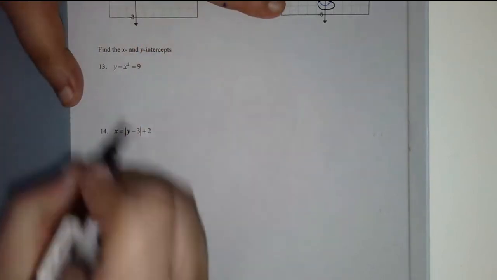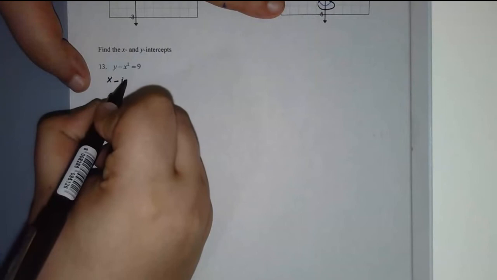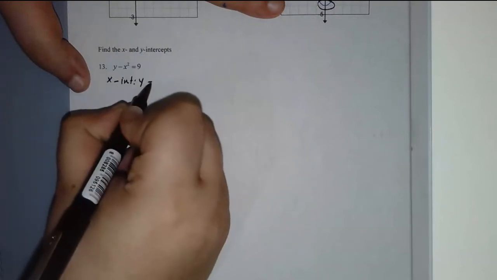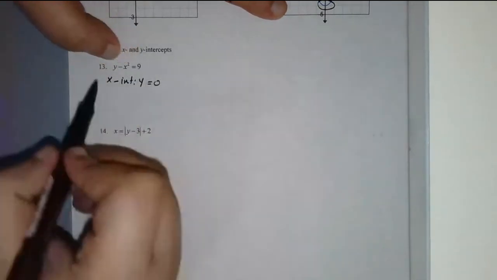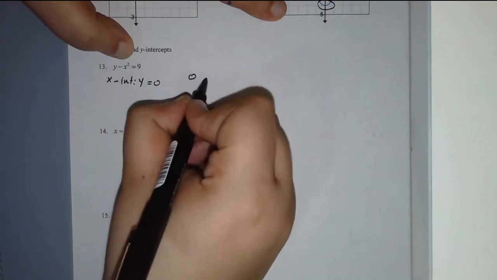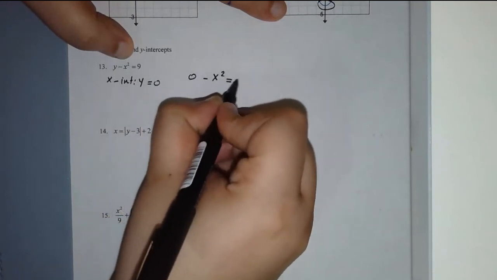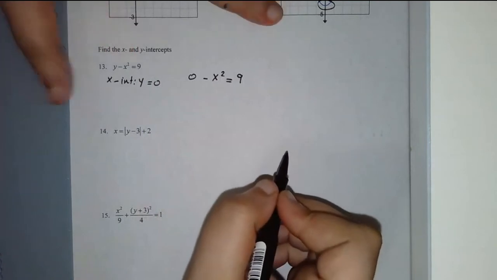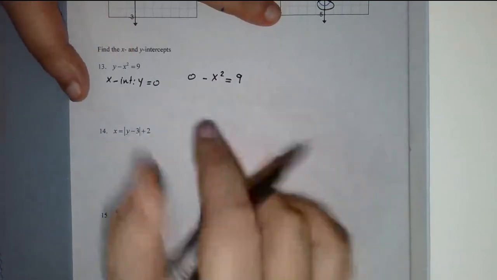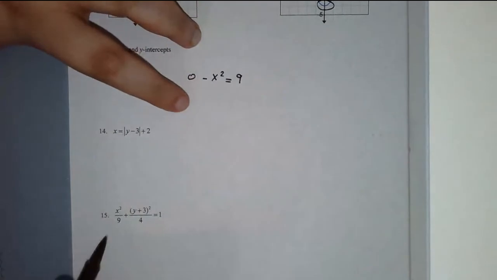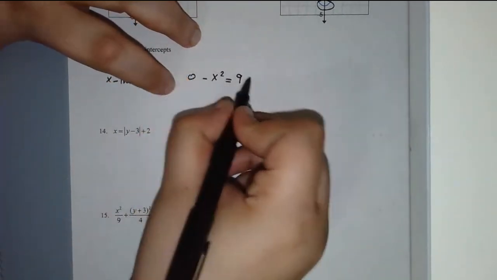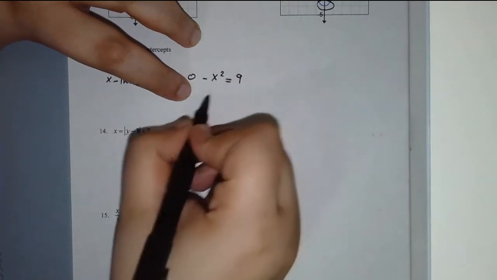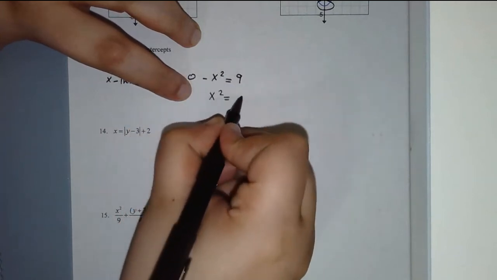For example, right here, if I'm finding the x-intercept, y is what? 0, right? So I'm going to grab this equation right here, and I'm going to plug in 0 for y. So this equation becomes 0 minus x squared equals 9. Now it's easy to solve. You only have the one variable. Okay, so I have -x squared equals +9. If I multiply both sides by -1, you get what? x squared equals -9.